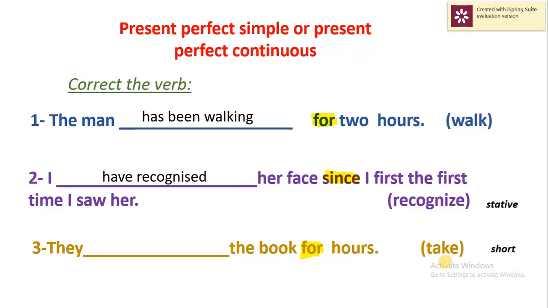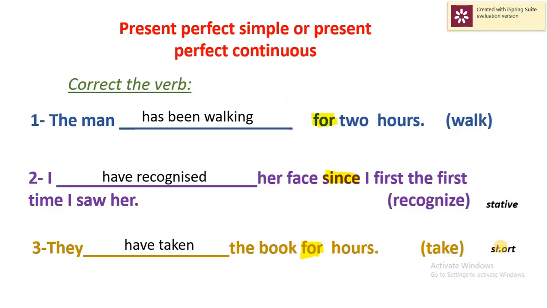There are some verbs that are short verbs. So the short verbs, okay, they don't accept an ing. You don't find them in the present perfect continuous. You find them in the present perfect simple. Because of that, the answer is going to be they have taken or have been taking. What do you think? It is have taken. Very good. Why? Because here it is a short verb.